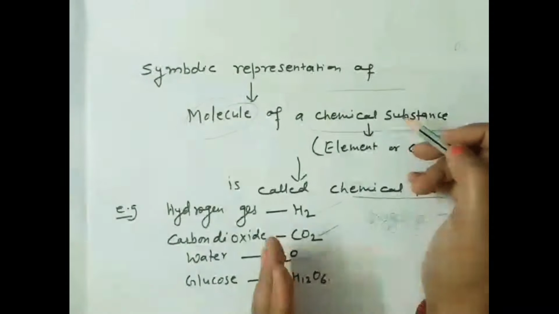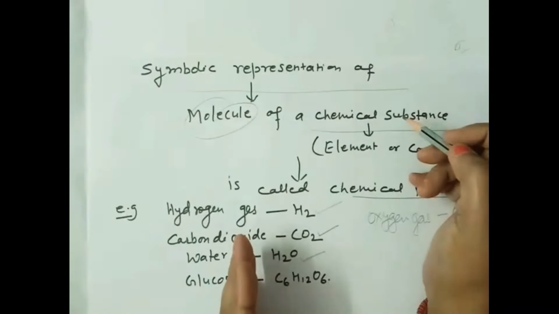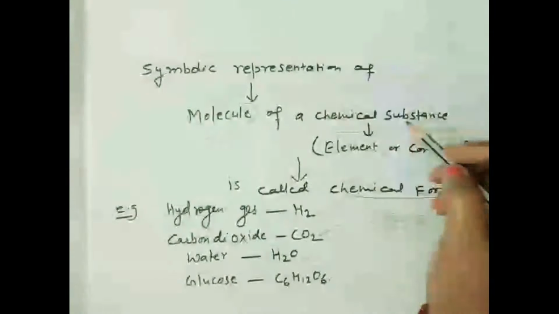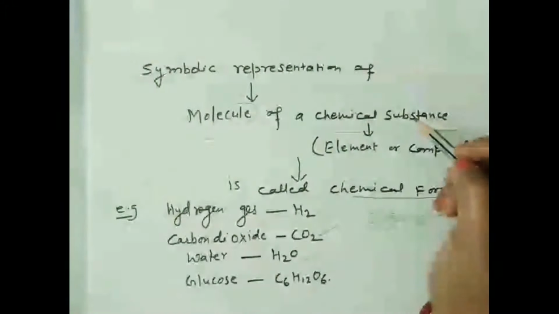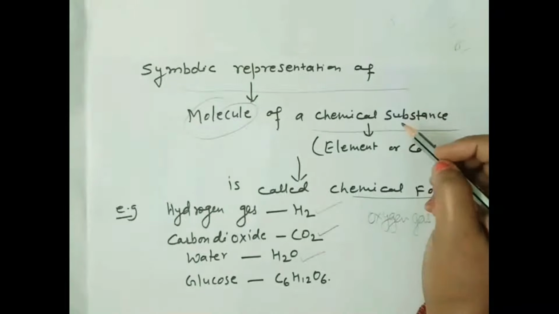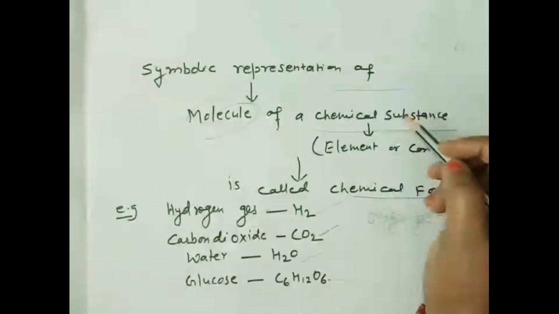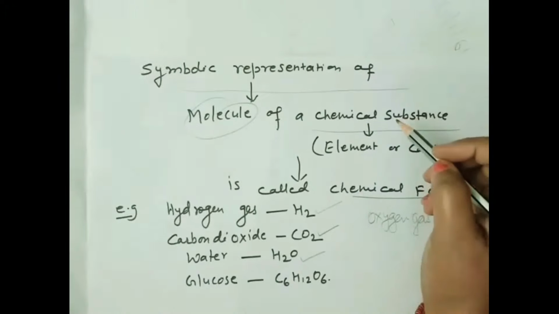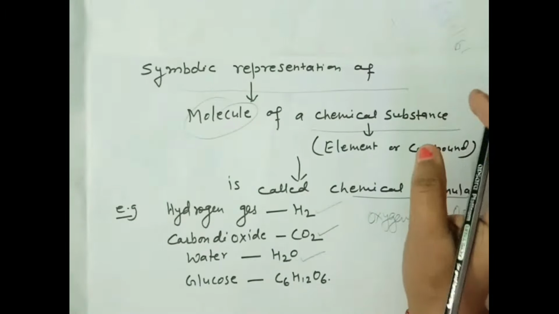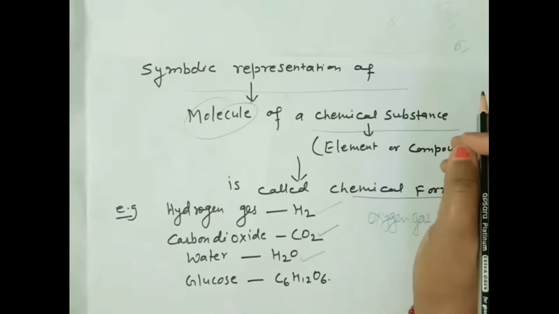So chemical substances may exist in the form of an element or in the form of a compound. Elements are composed of atoms. Atoms are represented by symbols. Compounds are composed of molecules and molecules have chemical formulas. Molecules are represented by formulas. The symbolic form of a molecule is the chemical formula. So let us start with how to write the chemical formula of a compound.